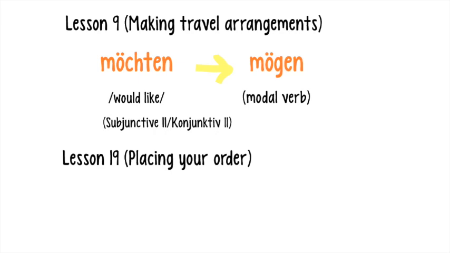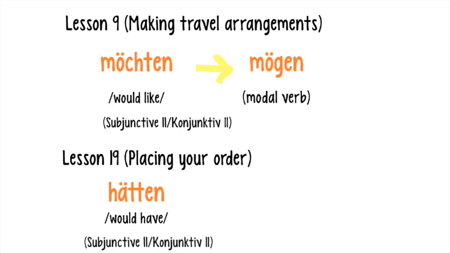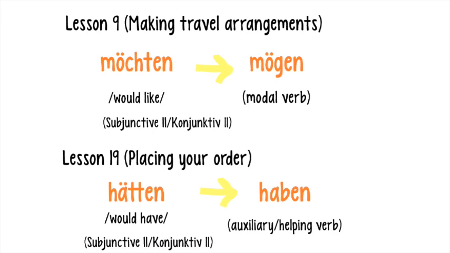In lesson number 19, placing your order, you learned about the verb hätten, which can be translated as would have. Hätten is also a subjunctive 2, which comes from the verb haben, to have. Haben is an auxiliary verb or also called a helping verb. Same case here, you only have to know that hätten is actually a subjunctive 2, but in German we use this verb in the present tense. These verbs are very important because we use them very often in the German language.